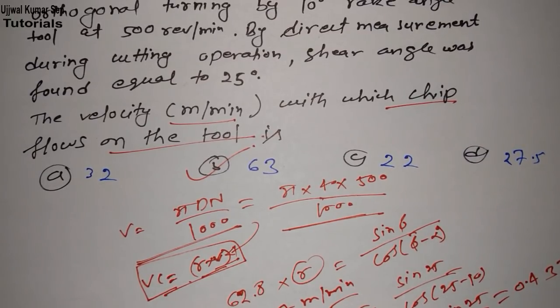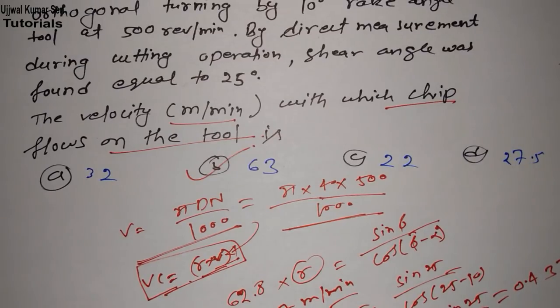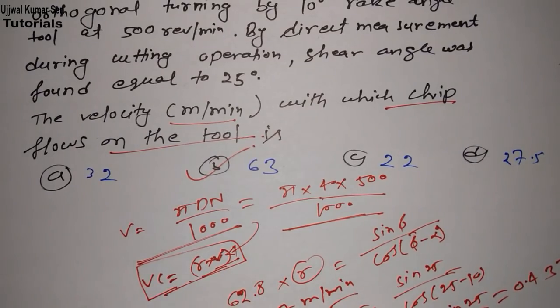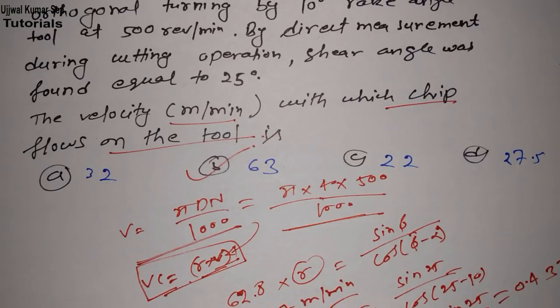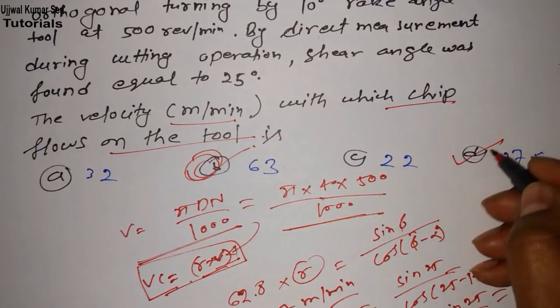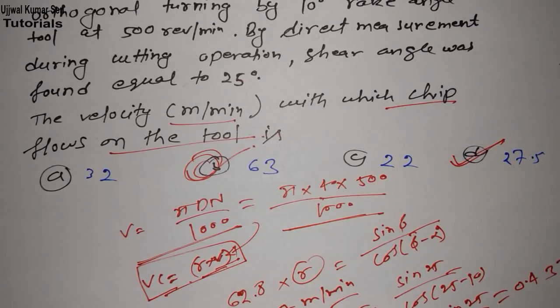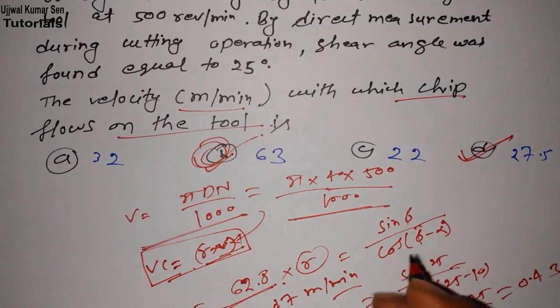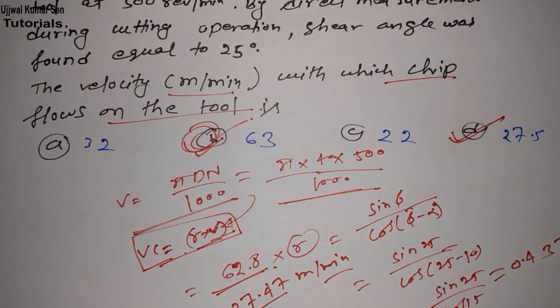If you are talking about the velocity with which the chip flows on the tool, that means it is not talking about cutting velocity, it is talking about chip velocity. So if it is asking for chip velocity, then we have to find out its chip velocity, right? The value of the chip velocity is 27.5. So 62.8 is not the right answer here. This is the right answer for finding out chip velocity. If you are talking about cutting speed, then 62.8 is the right answer. Remember this. Probably you are going to make a mistake here, right?